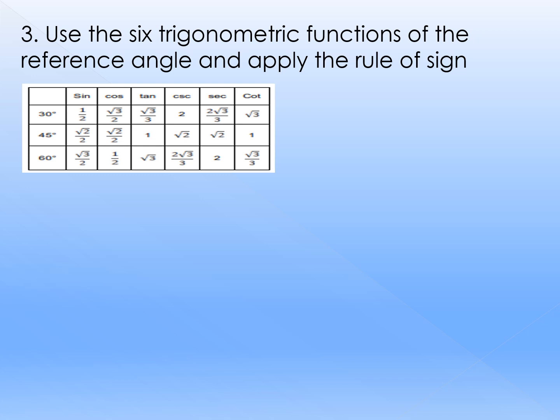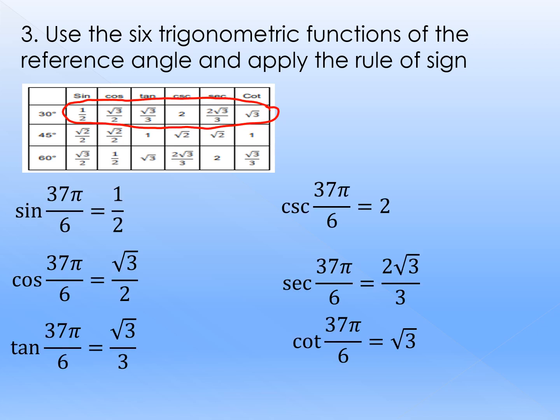So let's use this table and apply the 6 trigonometric functions for 30 degrees. So we'll just simply copy these for the 6 trigonometric functions, and then we're going to apply the rule of sine. So let's have the 6 trigonometric functions of 37 pi over 6. For sine, we have 1/2. For cosine, we have square root of 3 over 2. For tangent, we have square root of 3 over 3. For cosecant, we have 2. For secant, we have 2 square root of 3 over 3. And for cotangent, we have square root of 3.